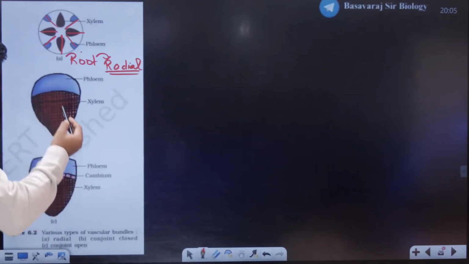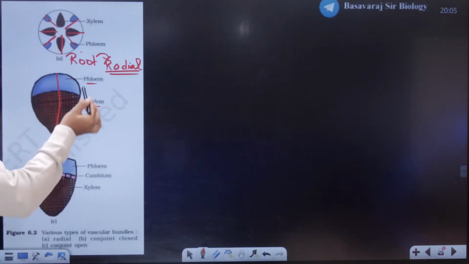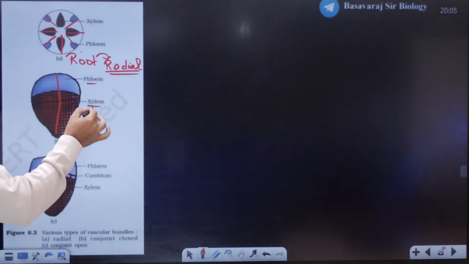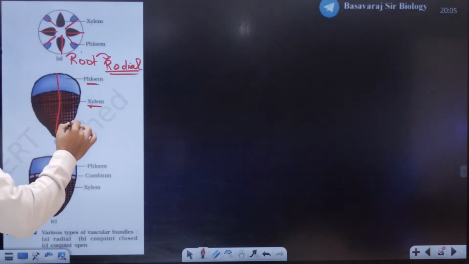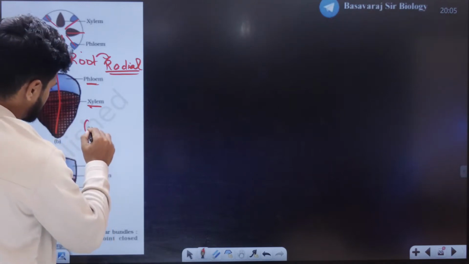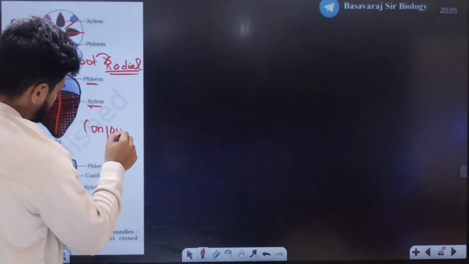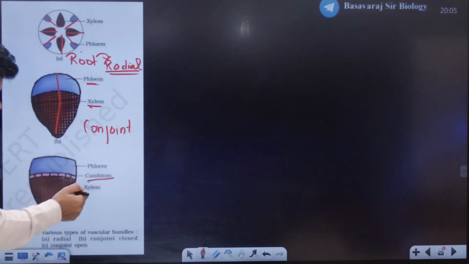The second one, can you see? Xylem and phloem are present on the same radius. Xylem is present like a sandwich, xylem and phloem present together, holding hands. Such an arrangement is called a conjoint arrangement. Now, if there is cambium, someone is third wheeling here.